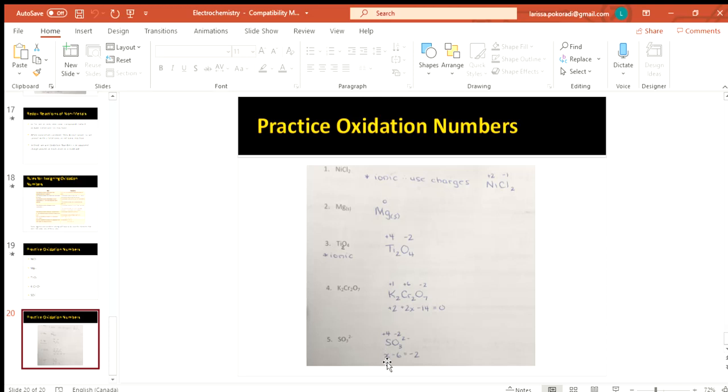I just want to get this x isolated so I can solve for it. So I want to bring the -6 to the other side. When it goes to the other side, it's going to become a +6. So -2 plus 6 would equal +4. So that would be our charge for sulfur.